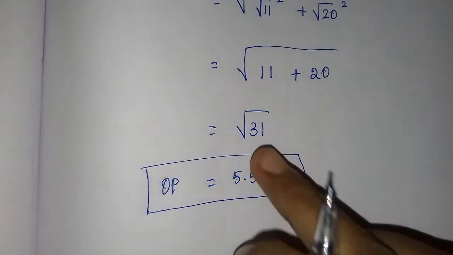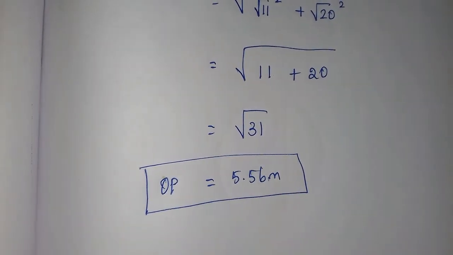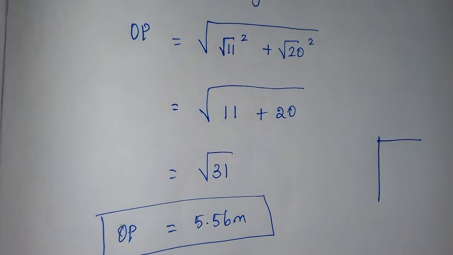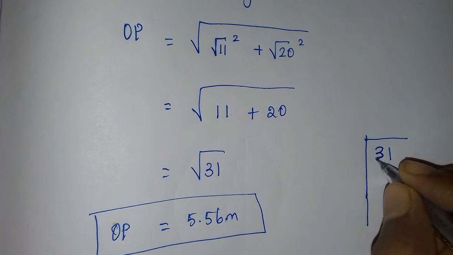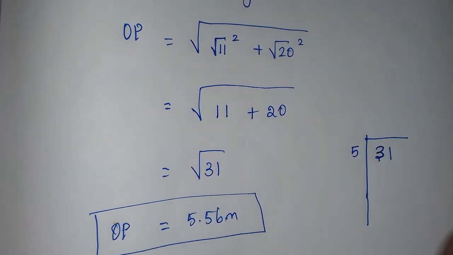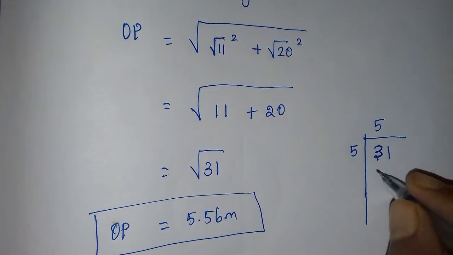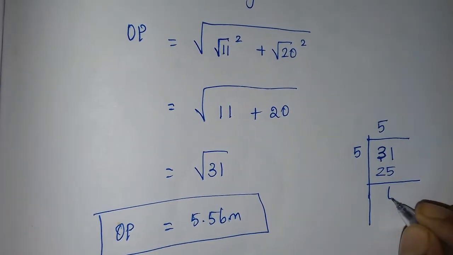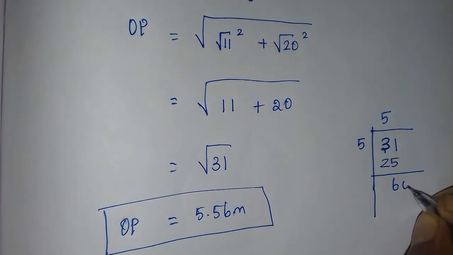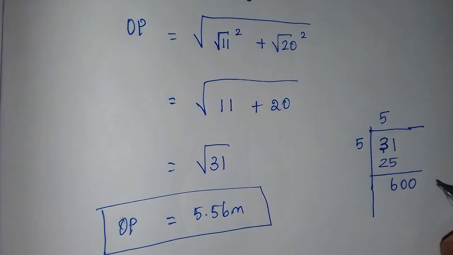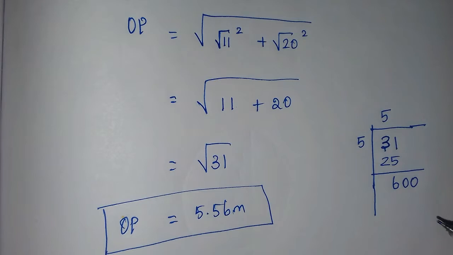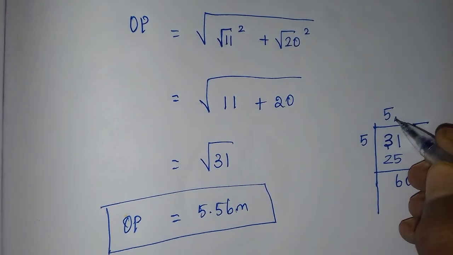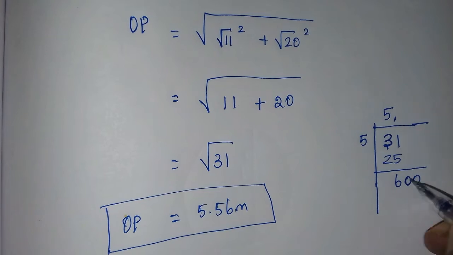Now let me show how you find the root of 31. To find this, we can use the long division method. You put the 31 inside, and nearest to 31, what root do we have? 5 5s are 25. So you write this 5 here, and on the top also you write 5. Write 25 here. What is the remaining? 6. Now here you can put 2 zeros. To find the square root, you will use 2 zeros, and you have to keep the point.